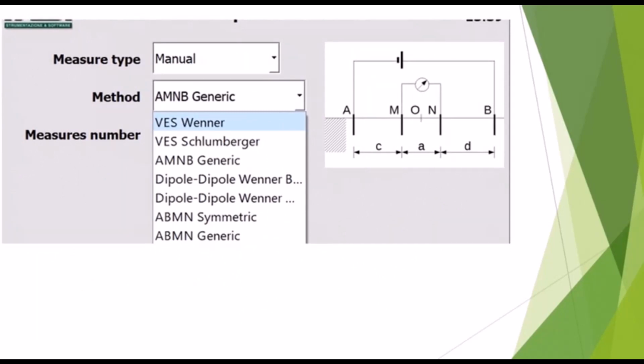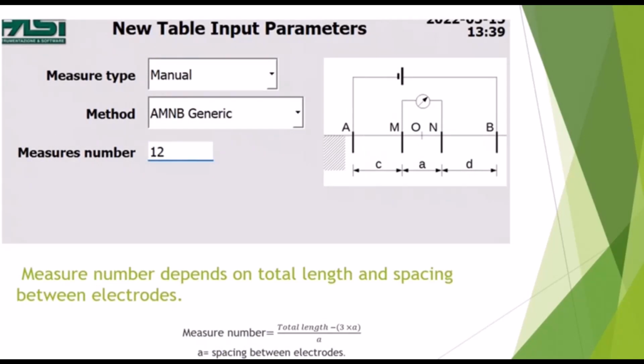Again, we have to choose the method type. There are lots of options here. From among all of them, right now we have to choose AMB generic as our method, and then we have to enter the measure number.